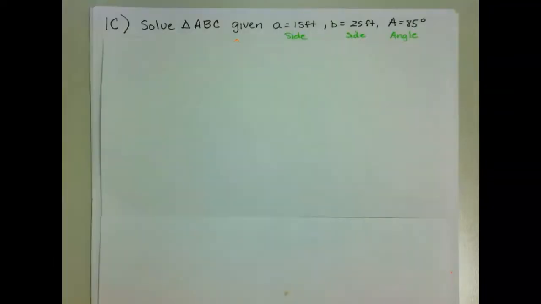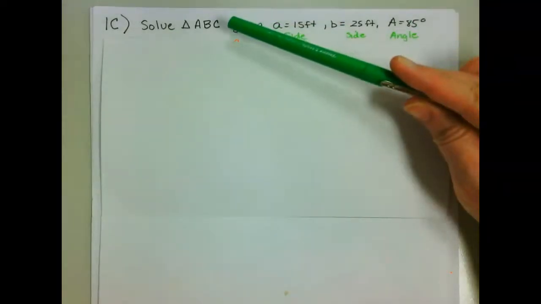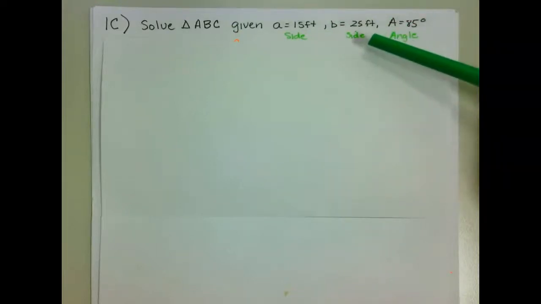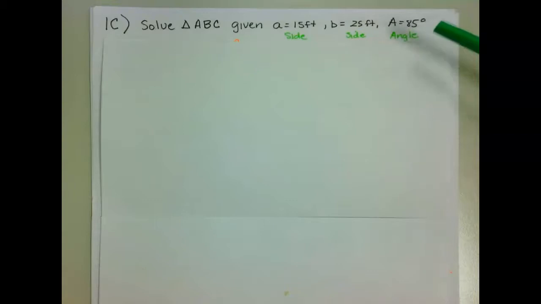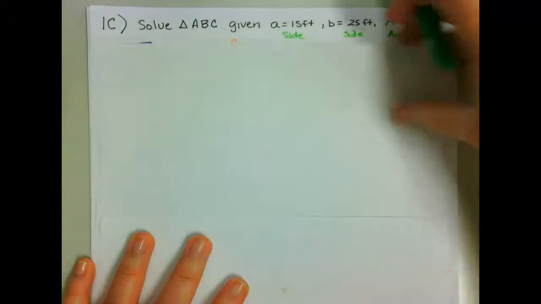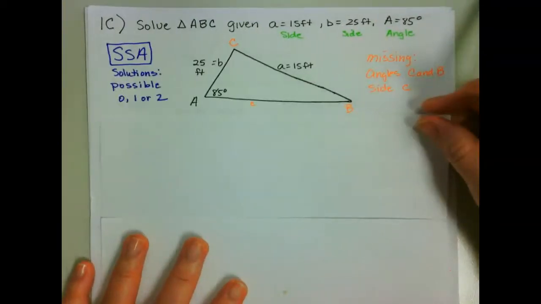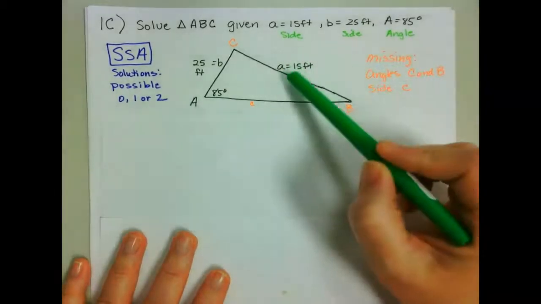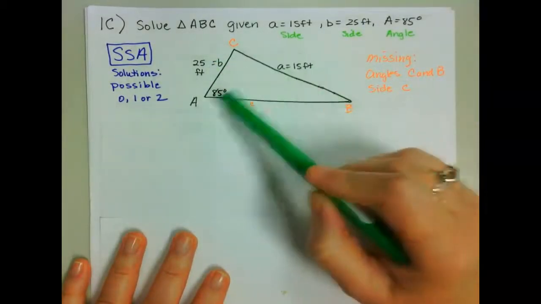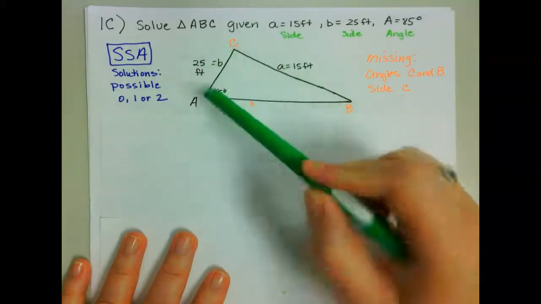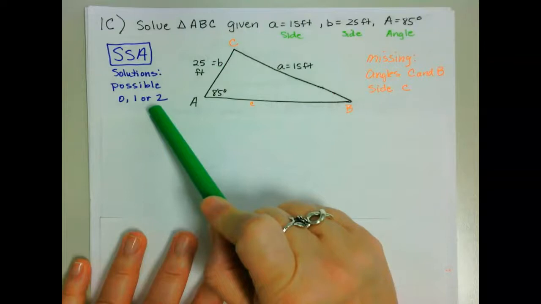Okay, in problem 1C, again solving triangle ABC, given a is 15 feet, b is 25 feet, and angle A is 85 degrees. So we have two sides and an angle, so we're going to lay out our triangle and check to see what kind of triangle we have. I have a side, then a side, then an angle, so that means I have the possibility of 0, 1, or 2 solutions.